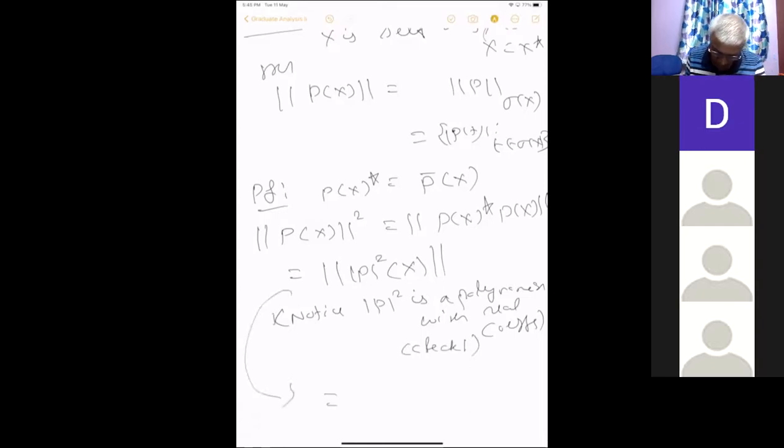Why do I need real coefficients? Because that makes it self-adjoint, so it's also normal. I want to use that. So |p|^2 of x is self-adjoint, and in particular it's normal. Okay? So I can use the spectral radius formula.